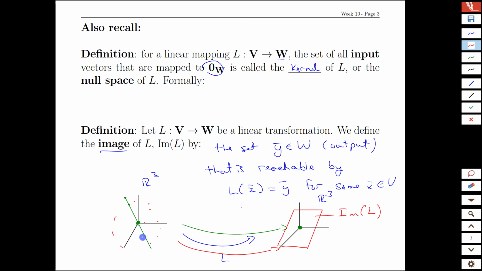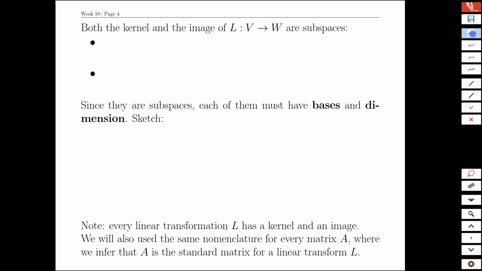So the kernel is this green line in the input space, and the image is this red plane in the output space. Again, we can make this way more general, but it's nice to have some touchstones we can come back to. Just to emphasize, both the kernel and the image are subspaces. The kernel is a subspace, so it's closed under addition, scalar multiplication, all that. The key thing though is it's a subspace of the input space, whereas the image is a subspace of the output space.